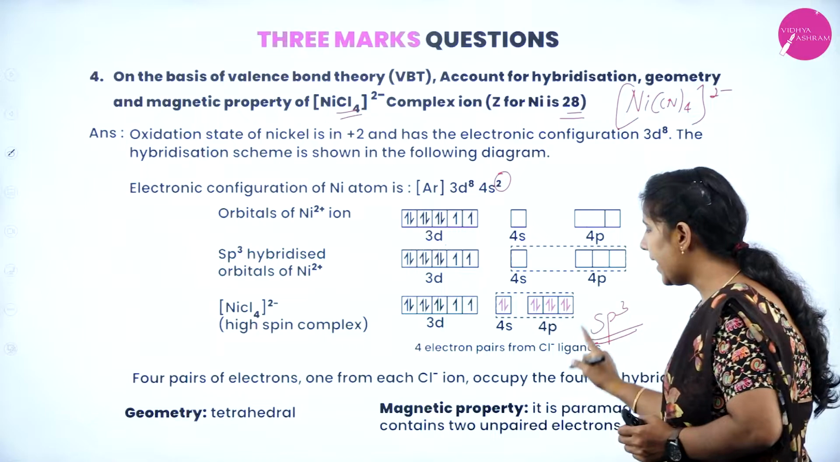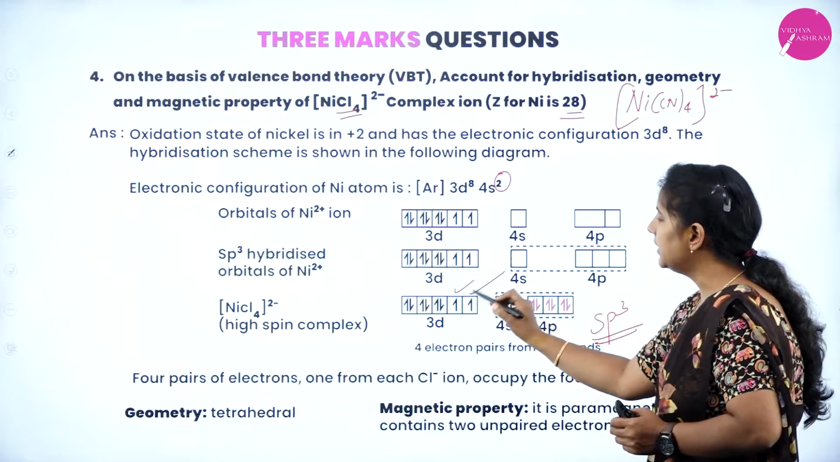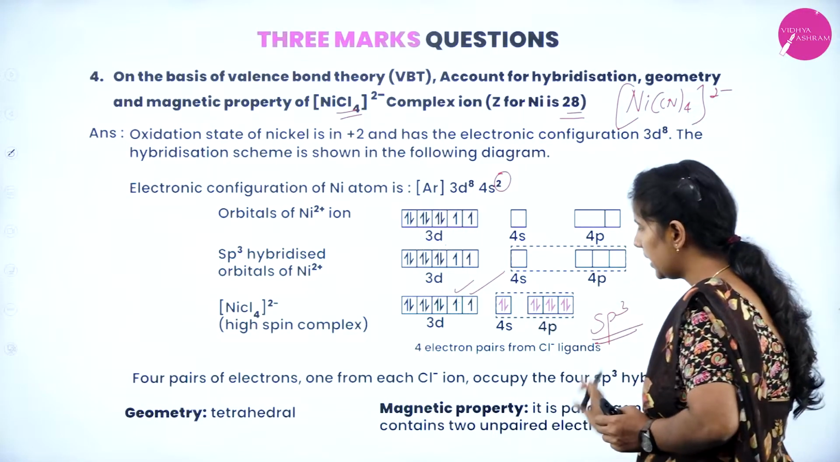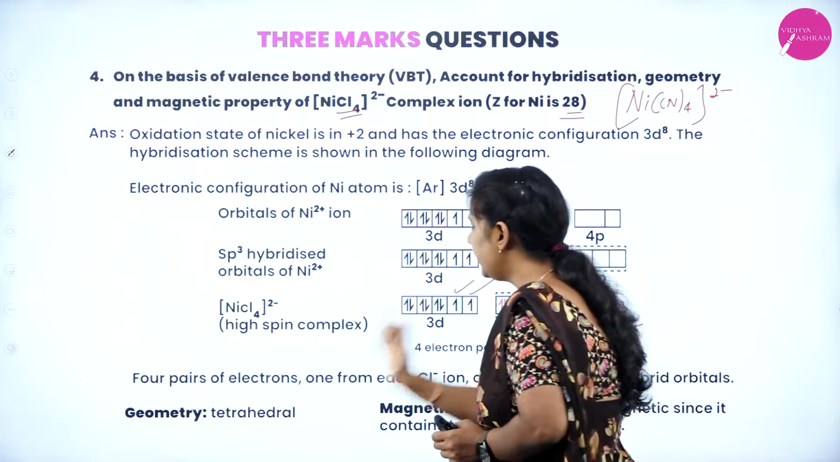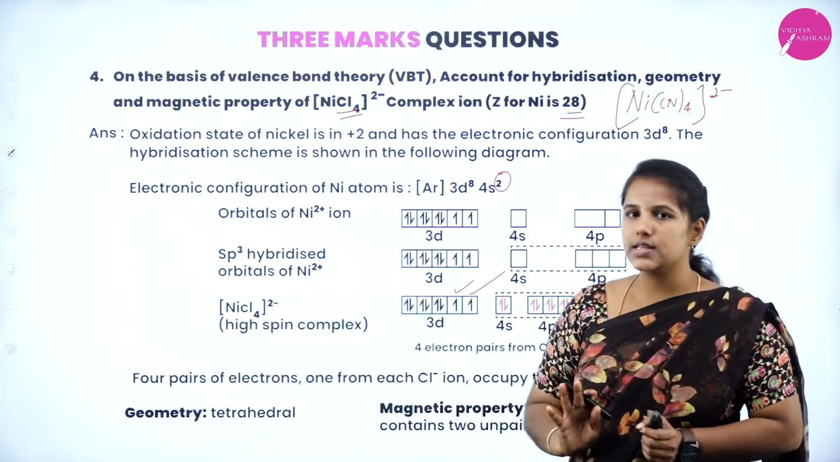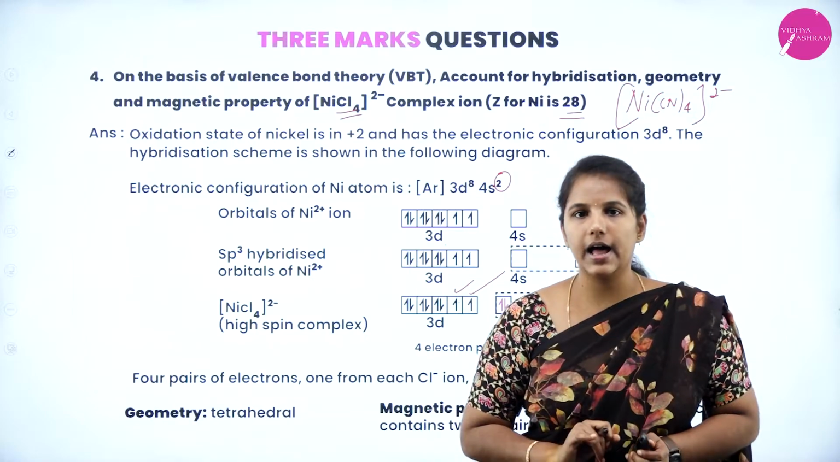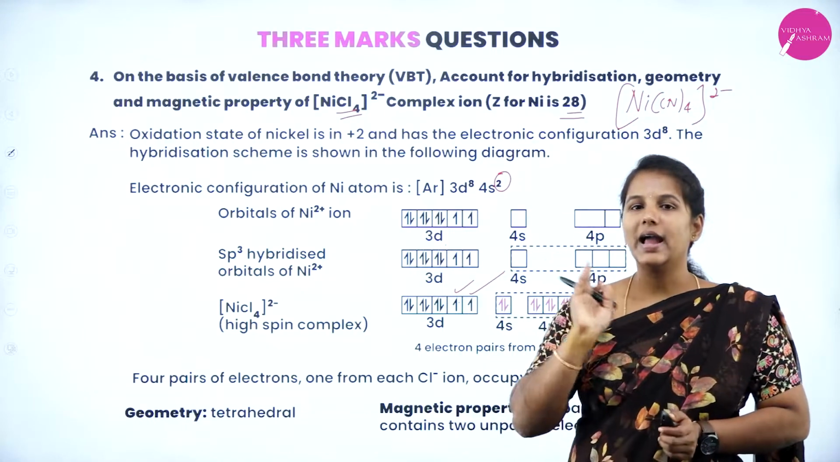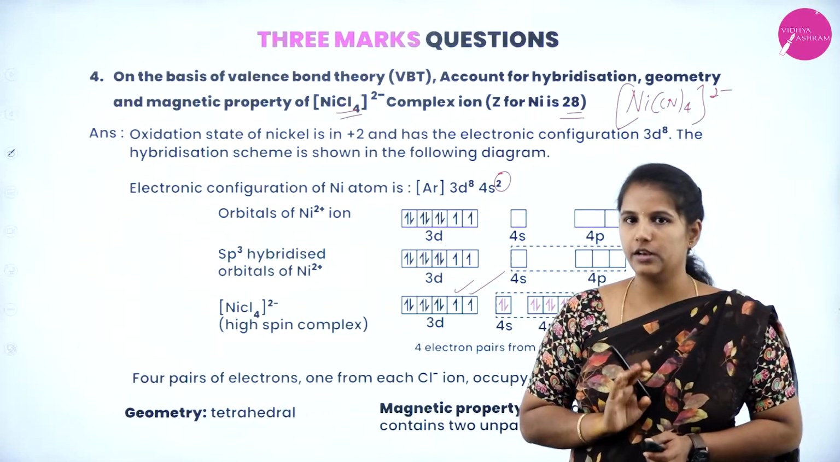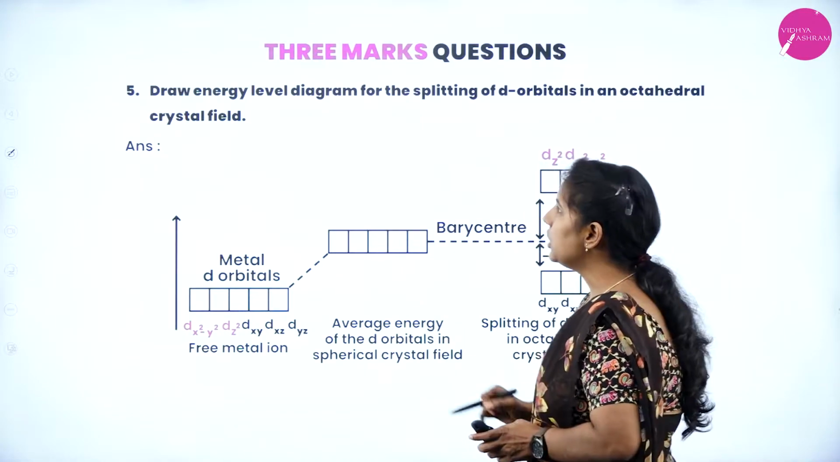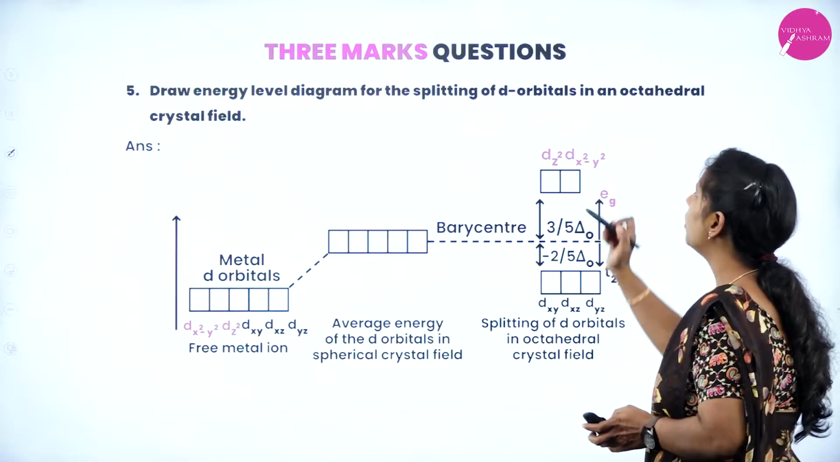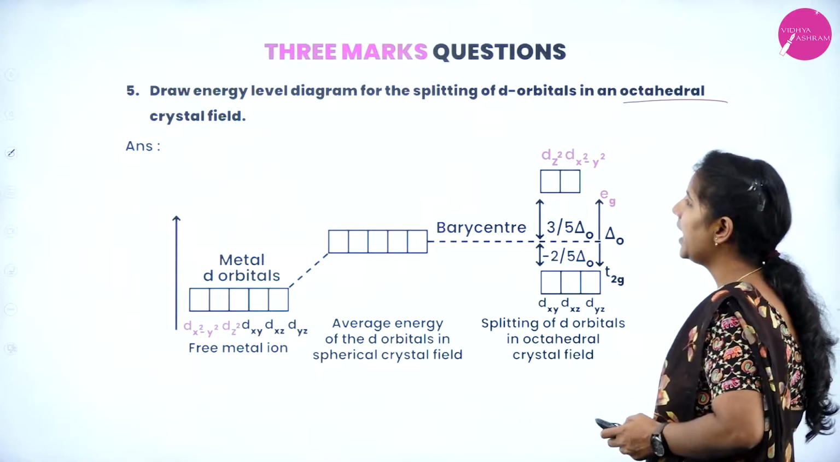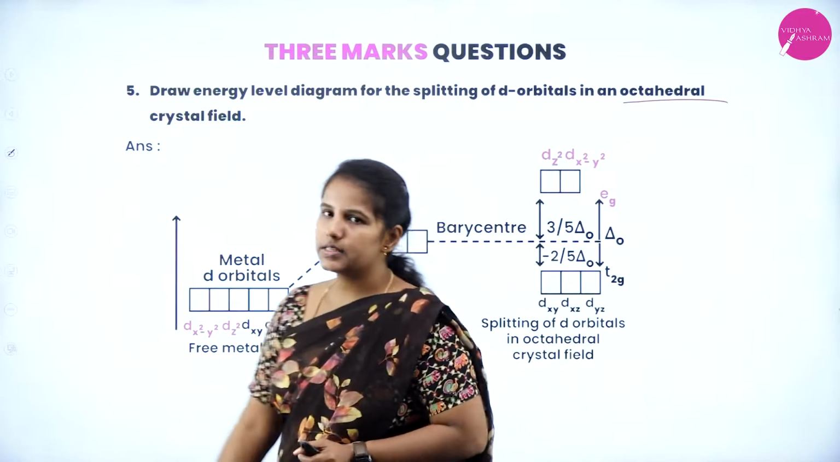If the sp3 hybridization is there, and you can see that there are 2 unpaired electrons, they are paramagnetic, and definitely since there are 4 ligands, they are tetrahedral in nature for the sp3 hybridization. Okay. Next, draw the energy level diagram for the splitting of d orbitals in an octahedral crystal field theory.